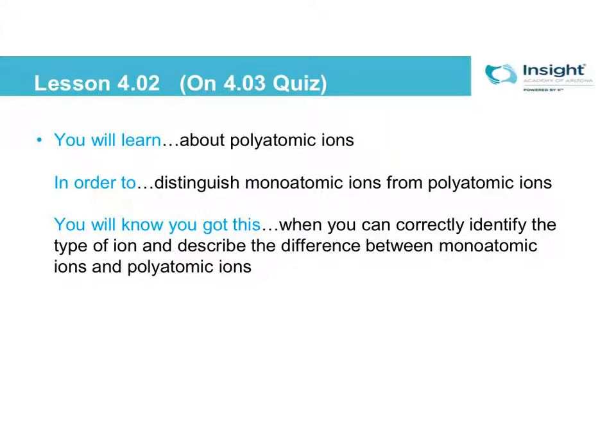All right, the next component on the 4.03 quiz is still all about ions, but it's about this idea of a polyatomic ion. After this one, you should be able to distinguish monatomic ions from polyatomic ions. I keep spelling monatomic wrong. And as long as you're able to do that, that means you understand it.